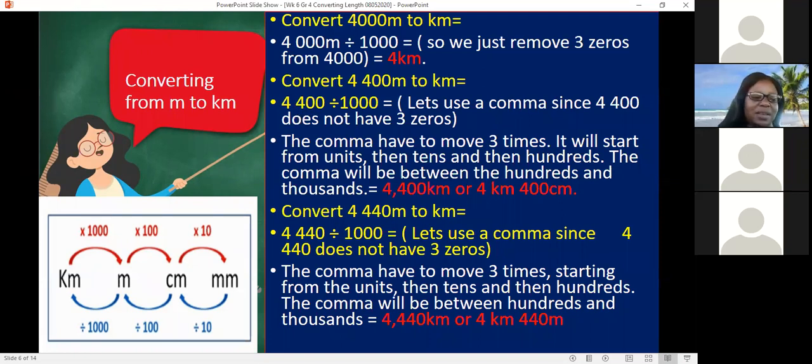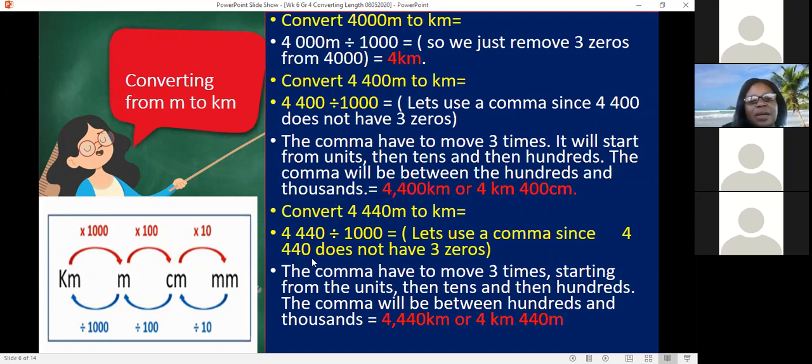Okay, you guys are not in grade 6, so I'm not going to penalize you for how you say 4,40, but when you go to grade 6, it will have to be written properly, ne? So for now, you can say 4,40, it's fine. So then our answer is 4,400 kilometers, or we can write it as 4 kilometers, 400 centimeters. So that is how we write it.